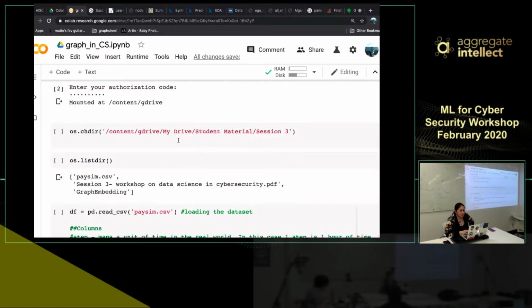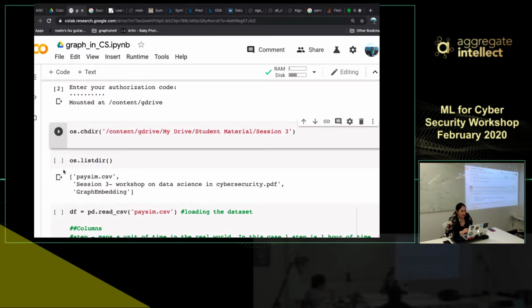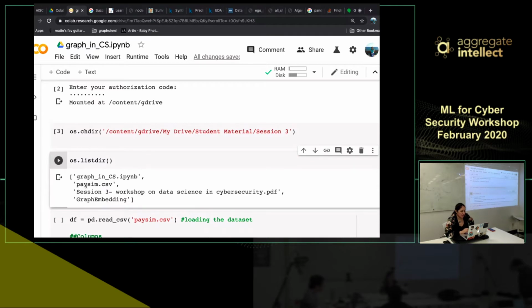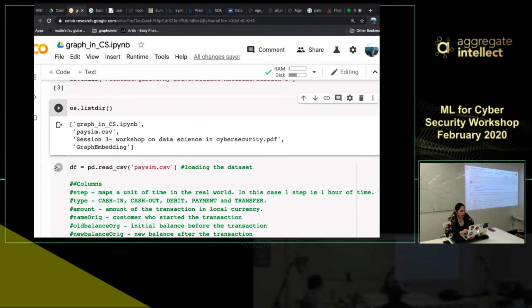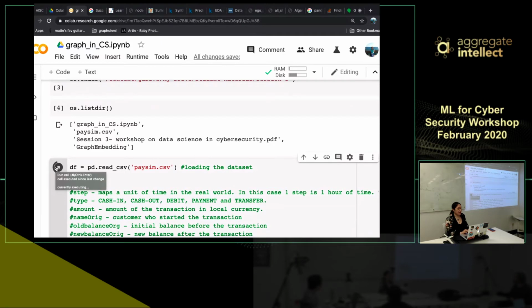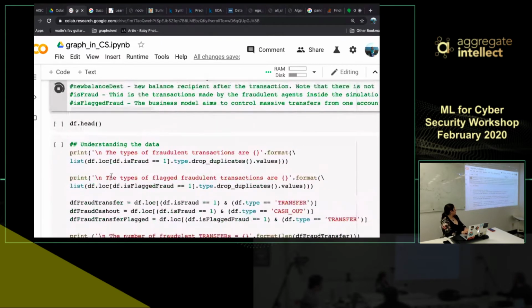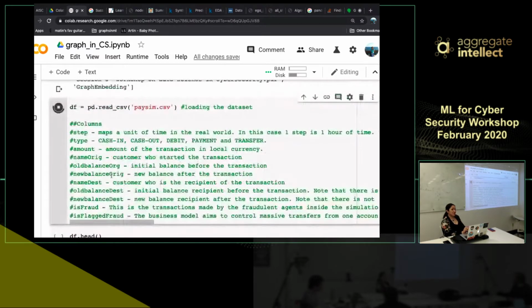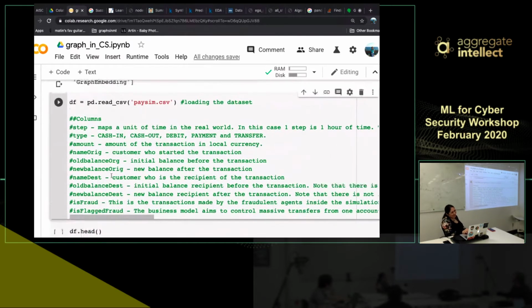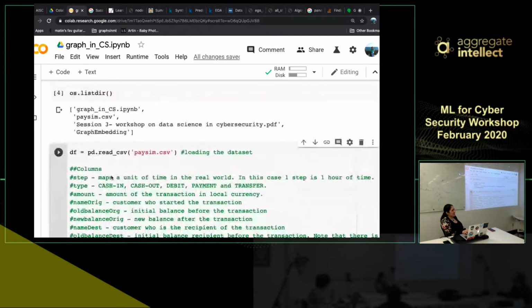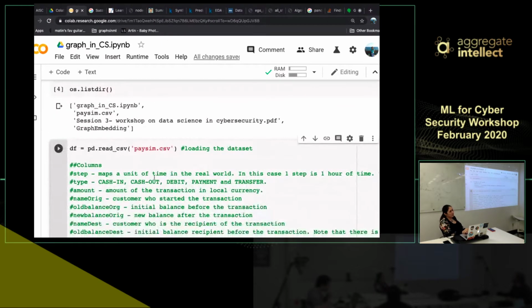And then go to the usual drill: go to session 3, look at what's inside session 3, and read the data. It's called paysim.csv. It shows how big the data is. So what is this data set? As I said, it's simulated data based on real mobile money transfers.